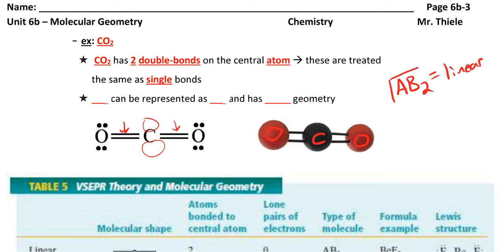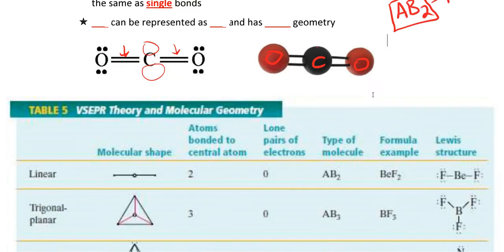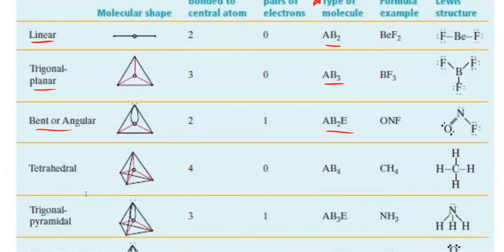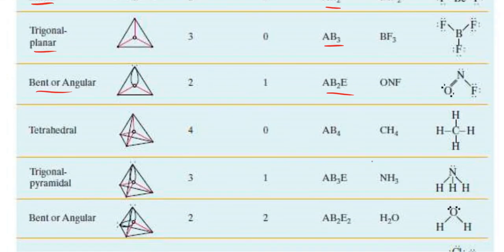So if we could see that molecule, we'd see the central carbon atom and two oxygen atoms on either side in a straight line. All right, so here in this table right here, we see all the codes. We see our type of molecule right here. If it is AB2, then we know that it is linear. If it's AB3, we know it's trigonal planar. AB2E, we know it's going to be bent or angular. Bent is probably more commonly used. I would stick with that.